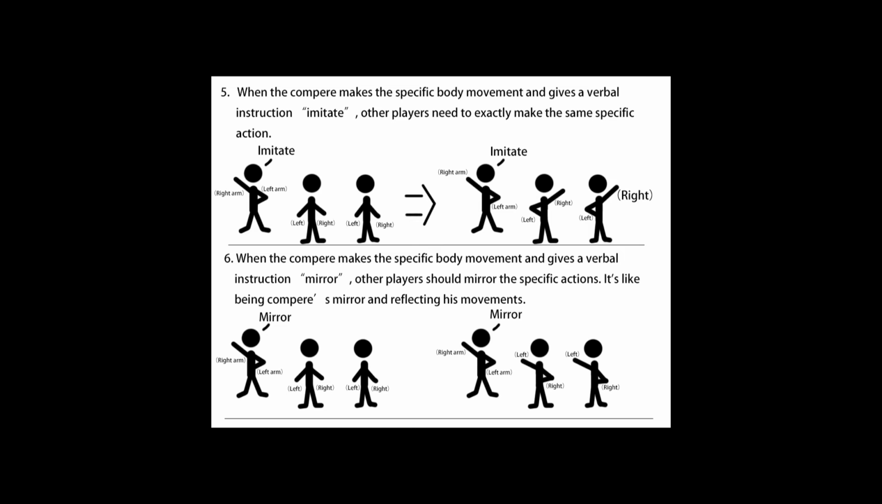When the Compre makes a specific body movement and gives a verbal instruction, mirror, other players should mirror the specific actions. For example, when the Compre raises his or her right arm and rests his or her left hand on the hips, other players should raise their left arms and rest their right hands on their hips.